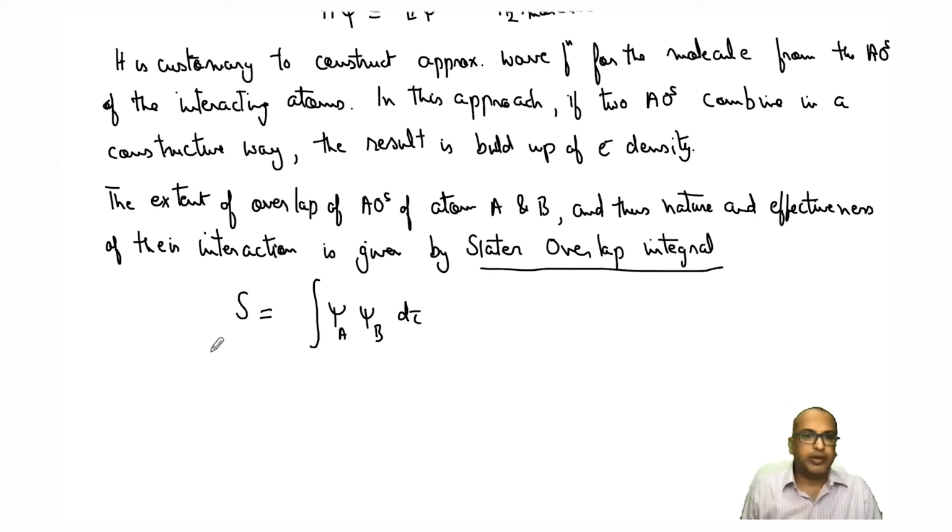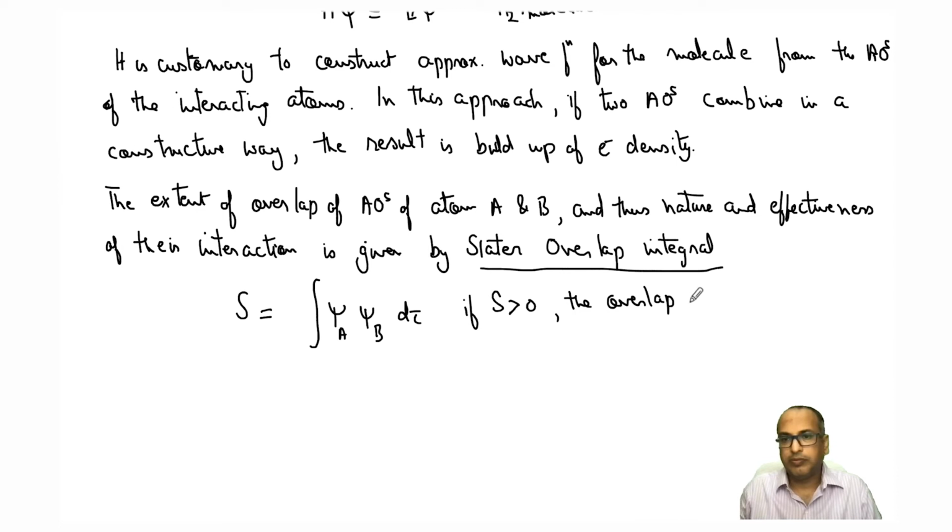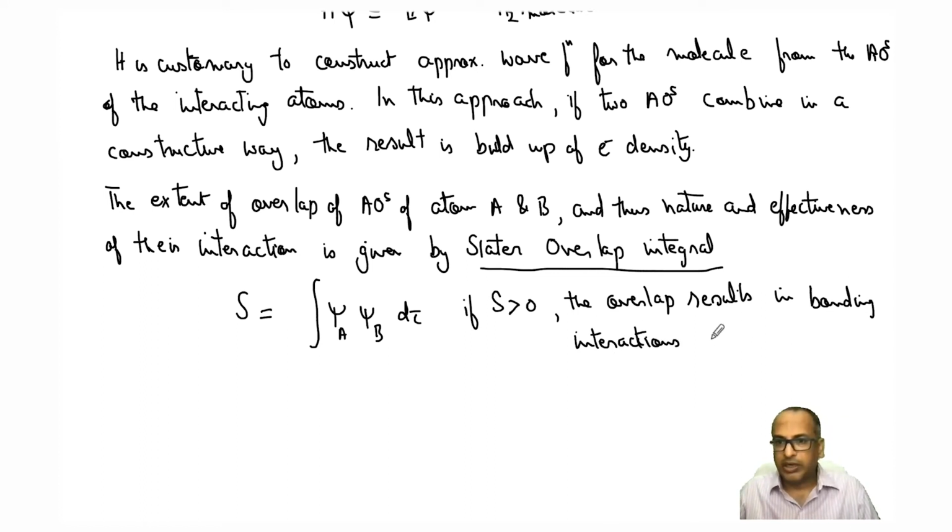Now we can say that if S is positive, then the overlap results in bonding interactions, which are again characterized by a buildup of electron density. If S is negative, it is an antibonding interaction.